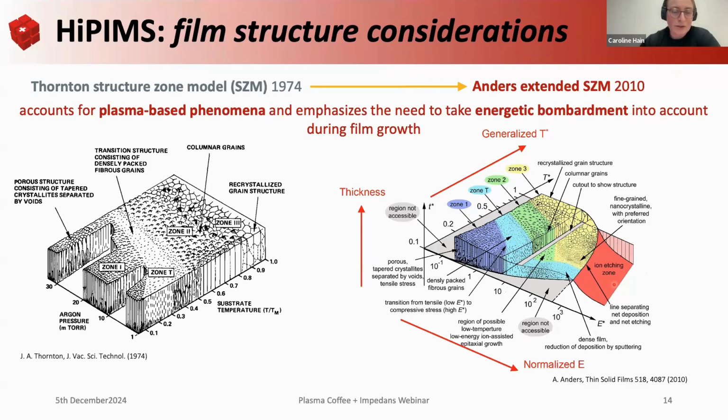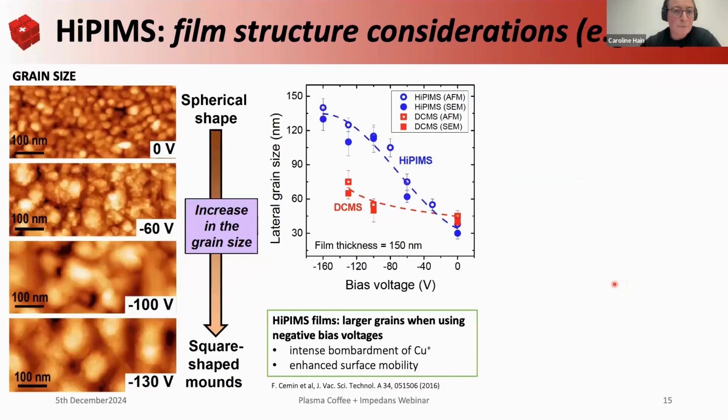Let's put this into some examples. This is an example of copper. These films were sputtered using different substrate biasing, from grounded and using several different voltages: 60, 100, and 130 volts. By changing this substrate bias, and with that the energy of the incoming ions, we can significantly change the morphology of our copper film, going from rather small grains into more mounds.